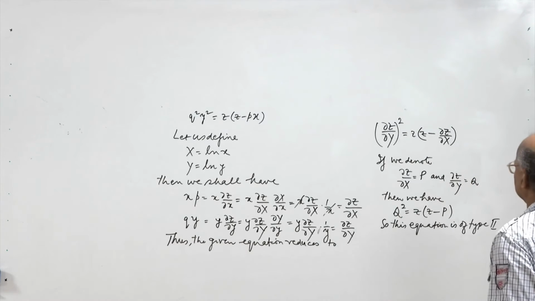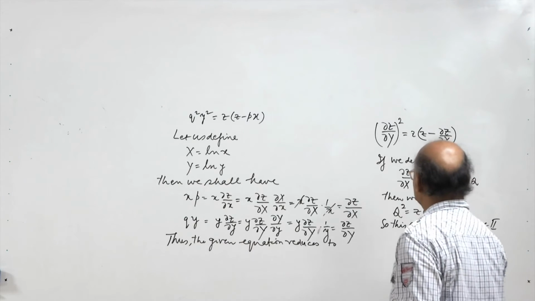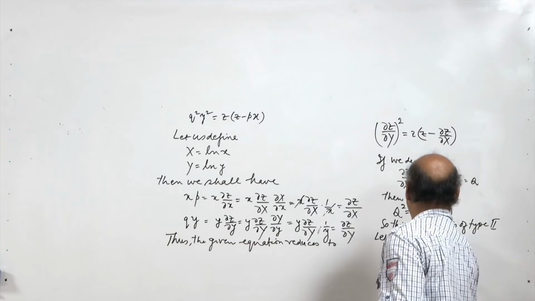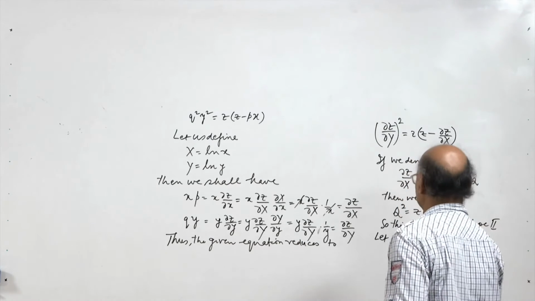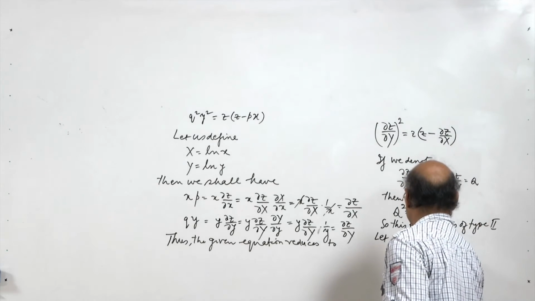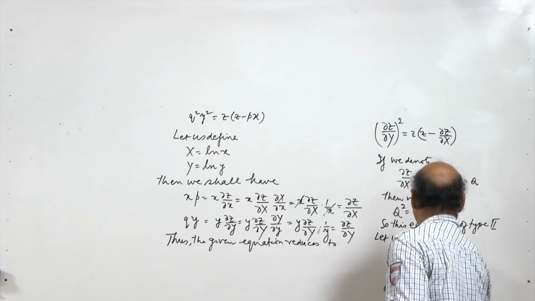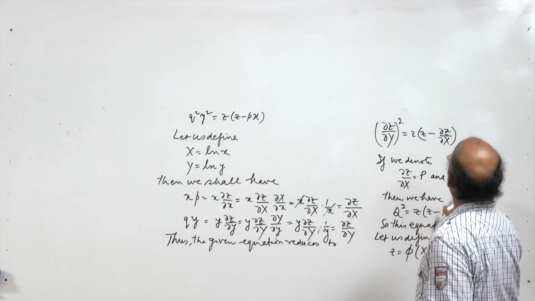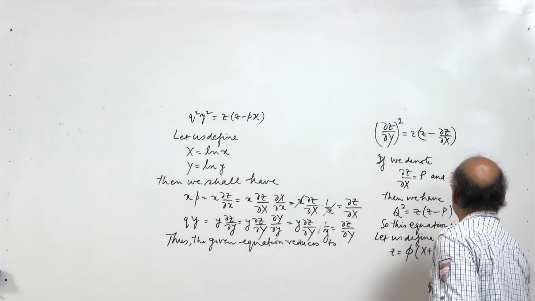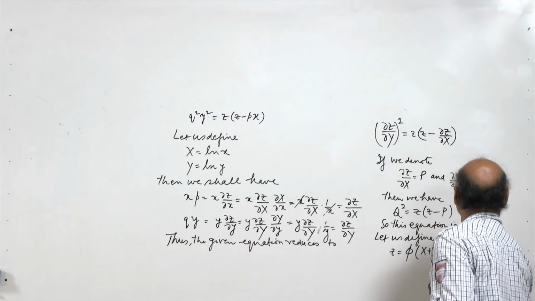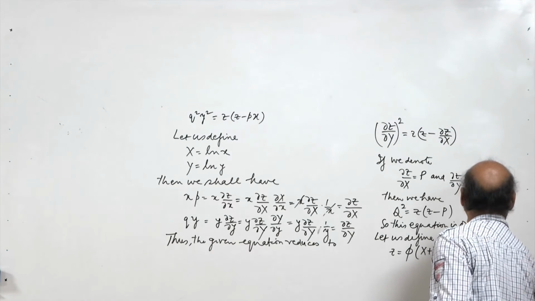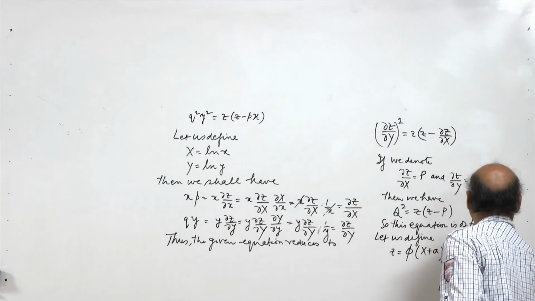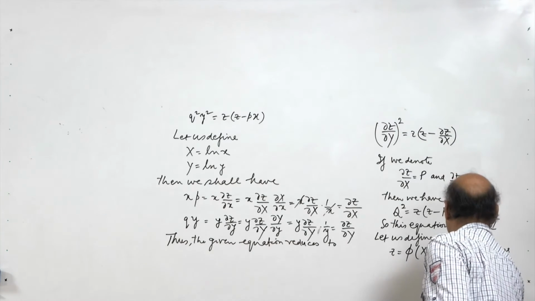Now let us try to find the complete integral of this. Let us define z equal to some function of x plus ay, because here the independent variables now are capital X and capital Y. So let us call it phi of u, where u is equal to capital X plus ay, and a is an arbitrary constant.